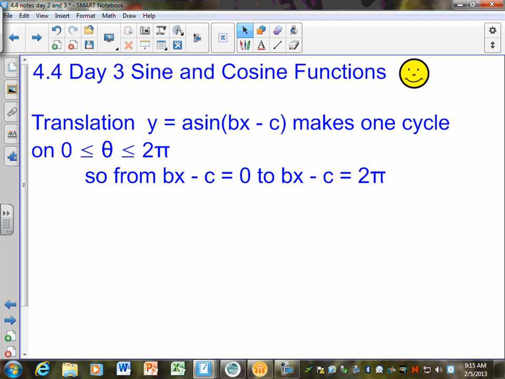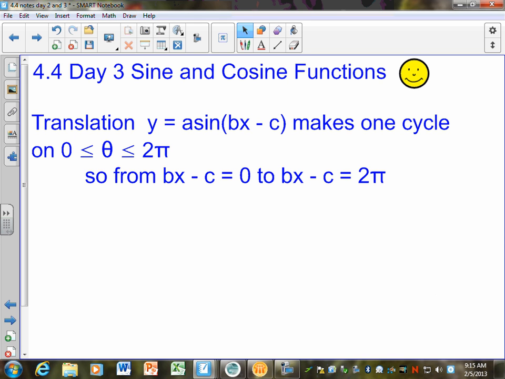With sine and cosine, we have not had anything added or subtracted here, right? There might be a number in front of x, but we haven't had any adding or subtracting. But today we're going to look at what happens if there's a c value in there. Both sine and cosine, we can write the same thing for cosine. Sine and cosine are interchangeable here in terms of their translations.